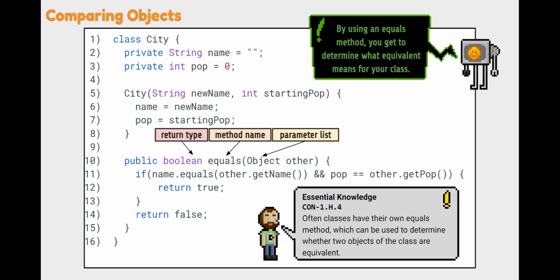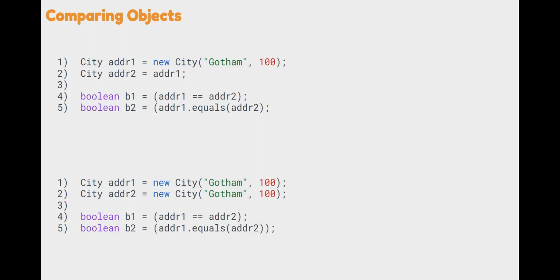equivalent. Looking at our last code samples on the top, we are declaring address 1 and instantiating it as a new city. We are declaring address 2 and we are making it an alias of address 1. Both of these variables point to the same place in heap memory. Therefore, when we get to line 4, if we ask if address 1 is equal to address 2, they both hold the same memory address. That will evaluate to true.